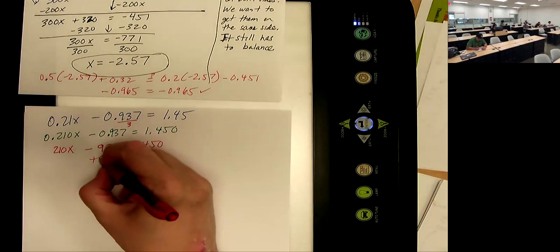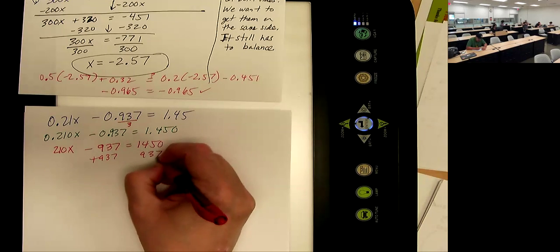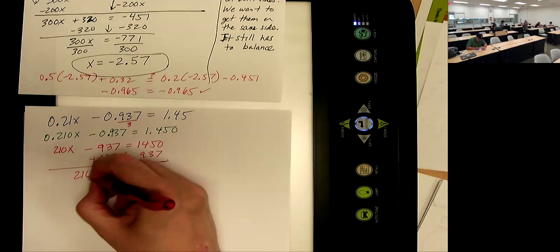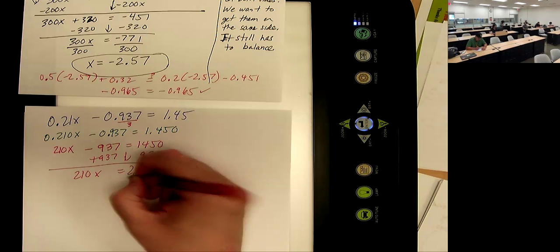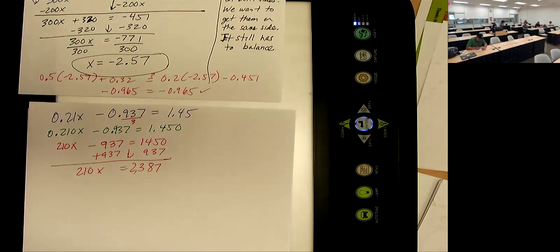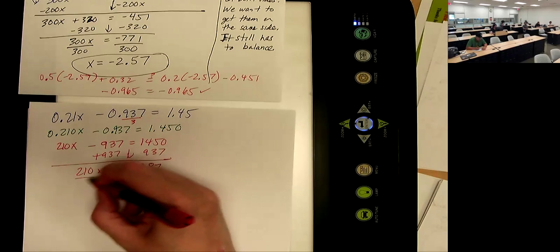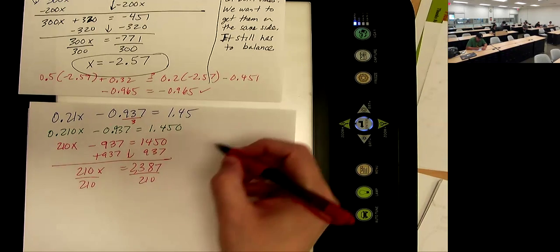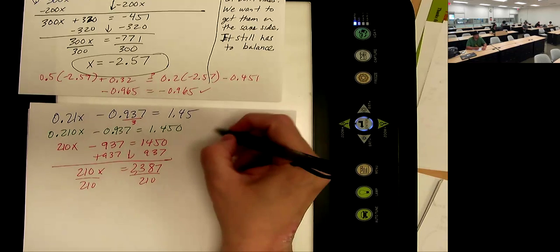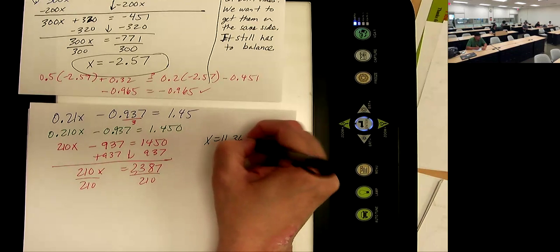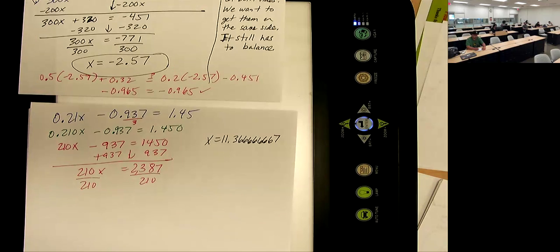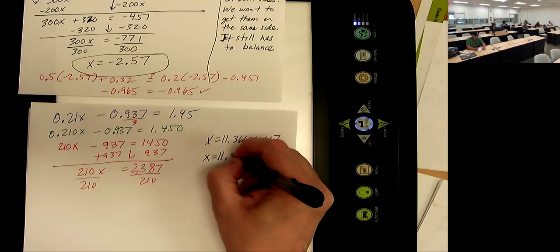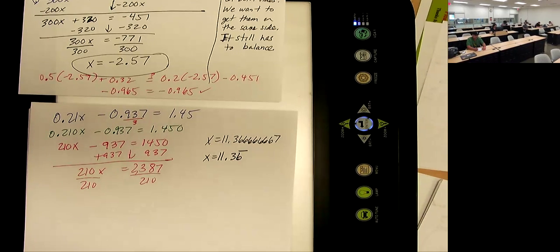So we add the 937 to both sides. Got 210x equals 7832. And if I divide both sides by 210, you're going to get x equals 11.36666. And the 6's keep going. Eventually your calculator will show a 7, only because it's rounding to what it can show you. This is an unending decimal. We put a bar over the 6 to show that it doesn't actually end.